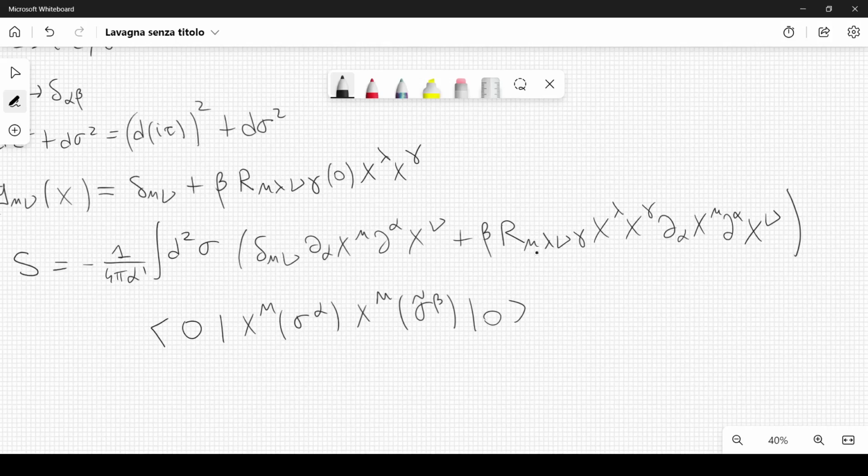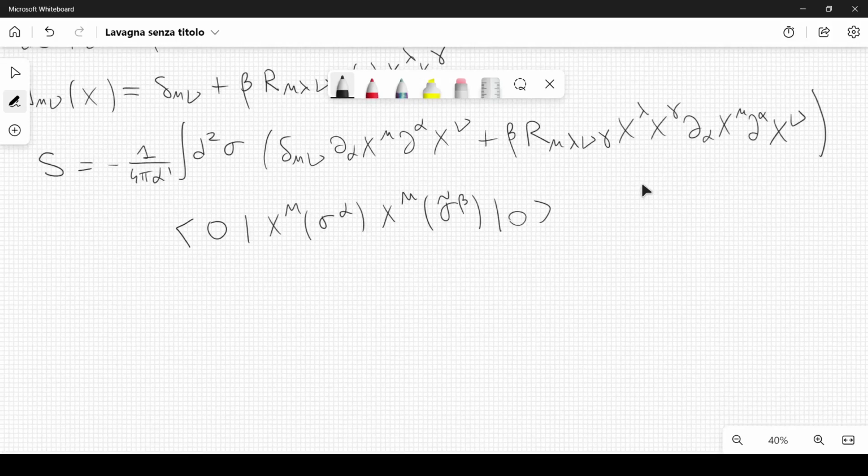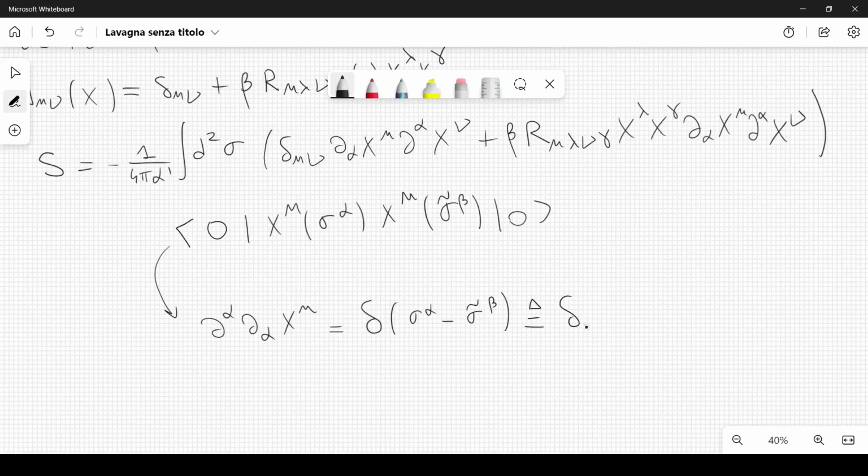And remember that in general, also from quantum field theory, we might have a time ordering to be rigorous. But anyway, if we put this expectation in the wave equation, which we write like this, d alpha d alpha x mu, the wave equation will be equal to 0. But in order to find the propagator, we set it equal to delta, so the Dirac delta of sigma alpha minus sigma tilde beta, like this. And let me just write it like this: delta of sigma minus sigma tilde, for simplicity.